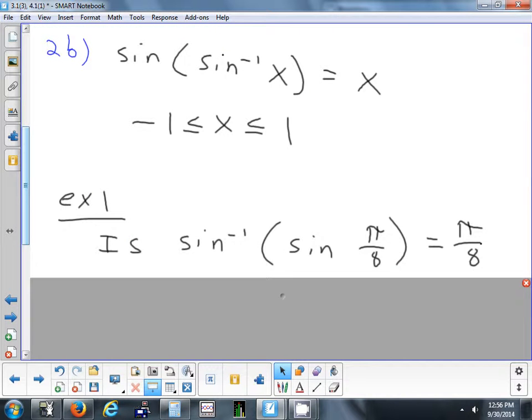Let's look at some examples. The kind of examples you're going to have with these formulas is basically like a true-false or a yes-no.